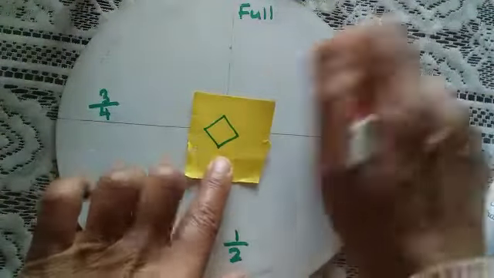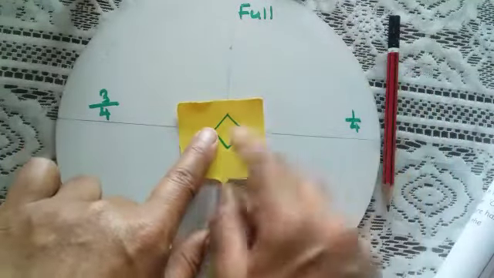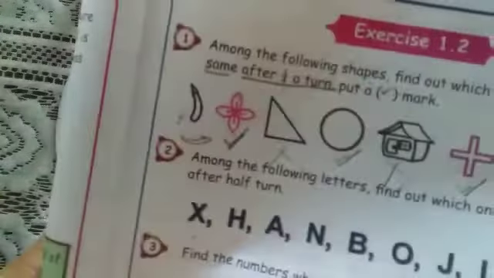Then take this diamond that is given. Diamond, turn to your right. Quarter turn means just one right side. You turn the figure to your right side. See, it looks the same. It looks the same. So there is no change.